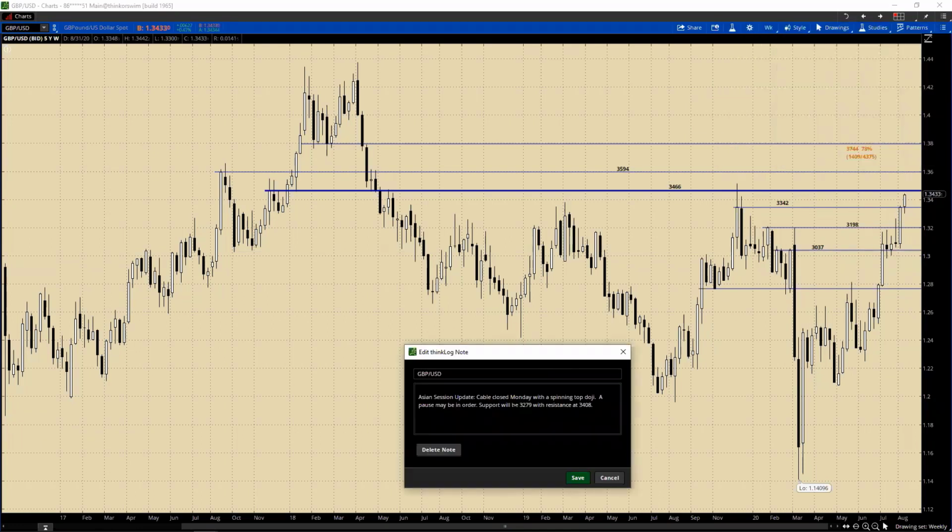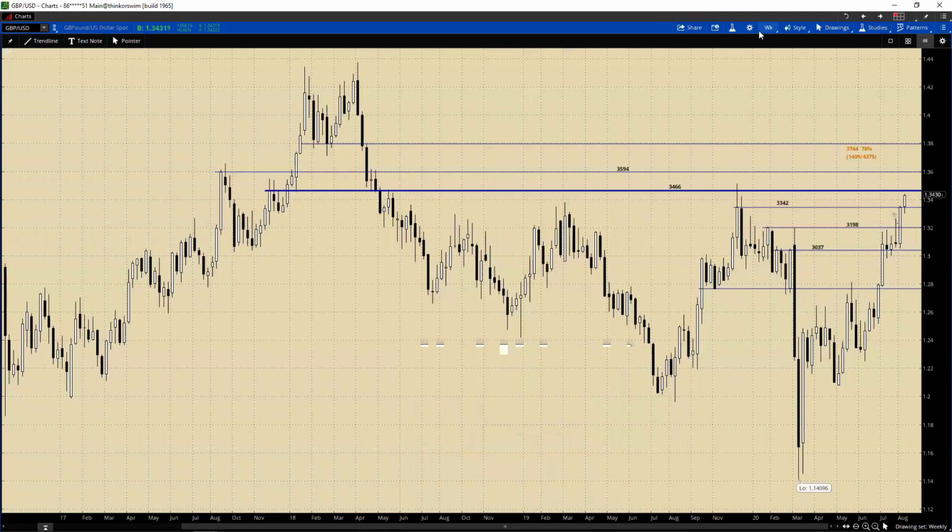Cable closed Monday with a spinning top doji. A pause may be in order. Well, actually, we just added on to it. I'm not sure why this is. This is odd. Oh, because it's on a weekly. That's why. No wonder. I'm thinking, what happened to the spinning top? Let's switch it to the daily.